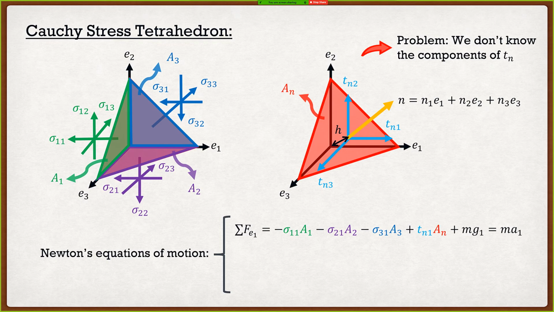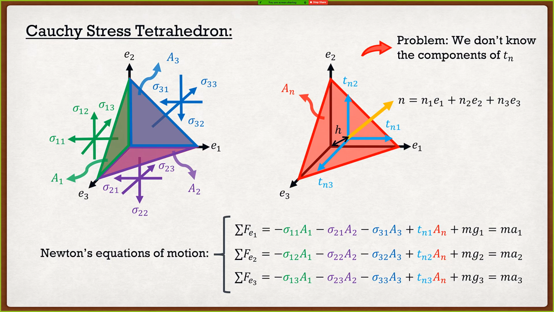So again, sum of the forces in horizontal, I got negative sigma 1, 1 times A1 minus sigma 2, 1 times A2 minus sigma 3, 1 times A3 plus Tn1 times An plus mg, where mg is body forces. Basically, if you have something like gravity, we're going to have to focus on mg. And this is going to be equal to the mass of the particle times the total acceleration of the particle. All right, so this is just summation of forces. And we're going to repeat this for the E2 direction, so the vertical direction, as well as the E3 direction. So we basically end up with 3 equations of motion.